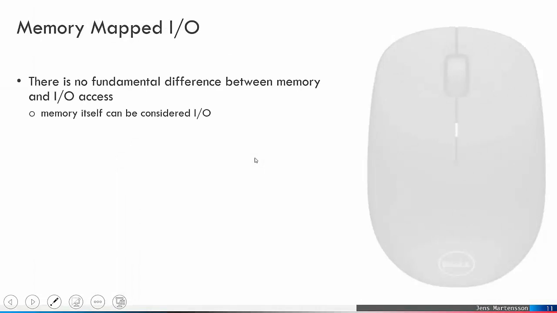Memory mapped I/O is possible because there is no fundamental difference between memory and I/O. In all literature, memory itself was considered I/O. It is outside of the microprocessor, and it is still outside of the microprocessor, but nowadays it is considered special and not I/O.